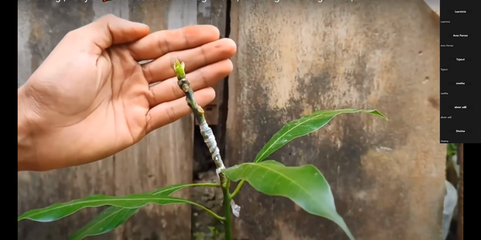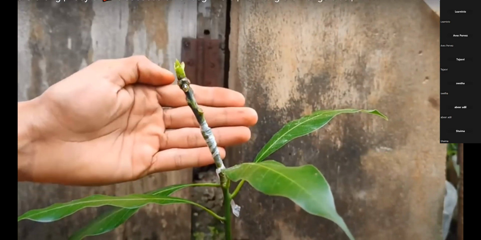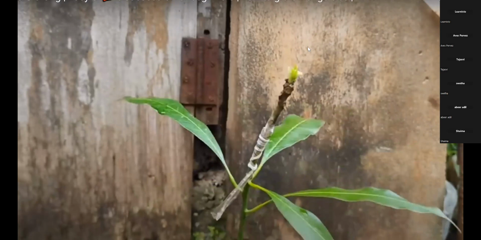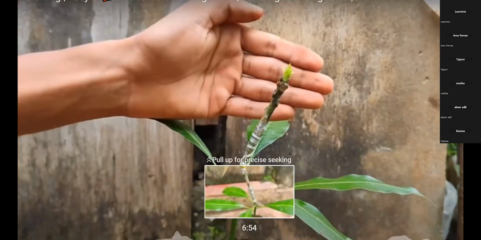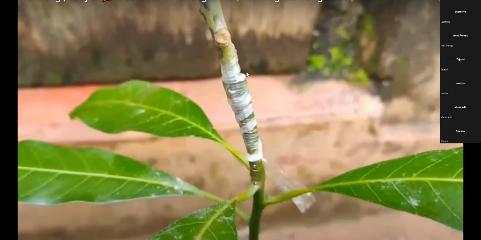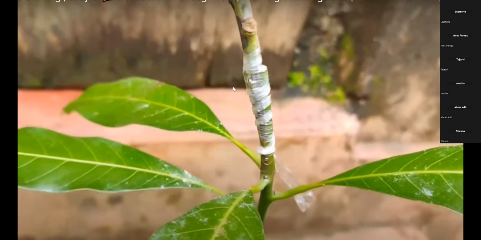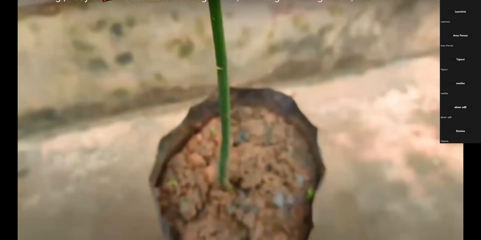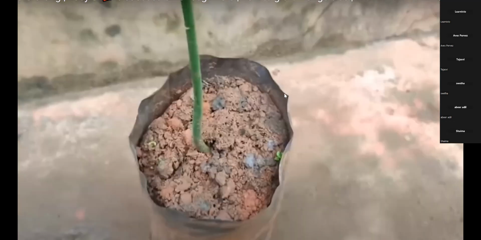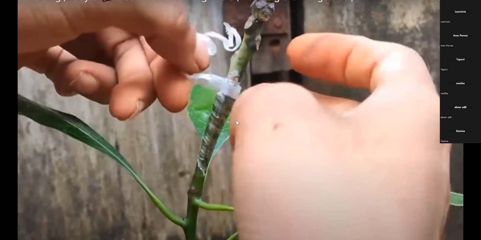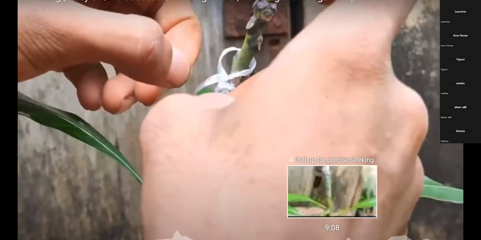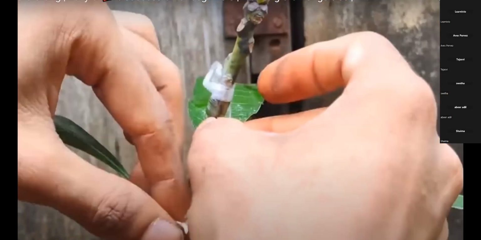And after some days we will check that this scion, this top part, also starts producing new growth. It means it will start growing and developing. You can see that here. After some days, this top part will get attached with the basal part, and the new plant will start growing further.